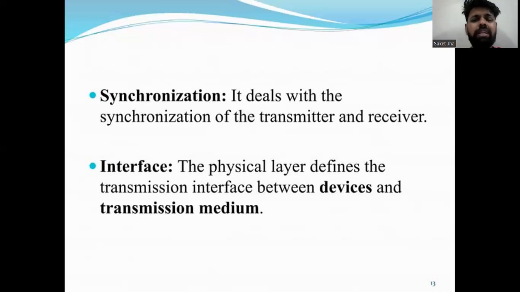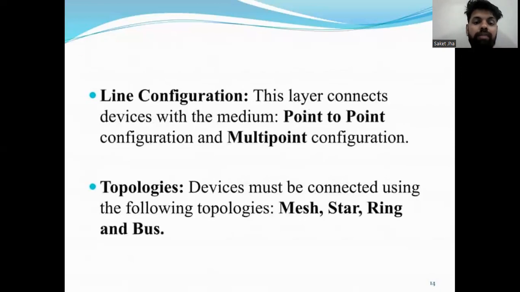Interface is nothing. The physical layer defines the transmission interface between devices and transmission medium. Another functionality of the physical layer is line configuration. So what type of configuration does the physical layer follow? It follows both point to point and multi-point configuration.